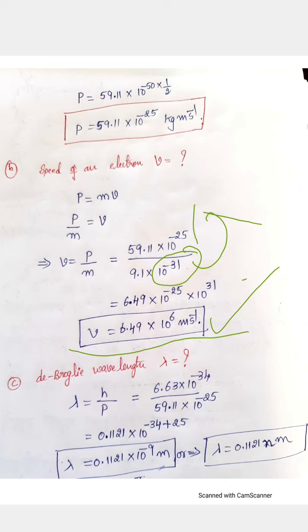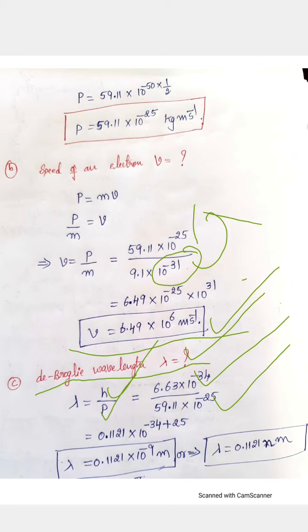Next, we have to calculate the de Broglie wavelength. Lambda is equal to h by p, that is the basic equation for the de Broglie wavelength. Substitute the h value, that is Planck's constant, and later the p momentum value. The h value is 6.63 into 10 to the power minus 34.